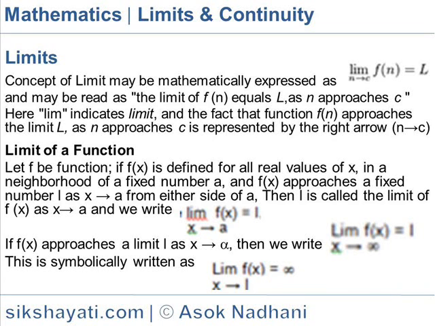If f(x) approaches a limit L as x approaches infinity, then we write limit f(x) as x approaching infinity is equal to L. In some cases, it may so happen that as x approaches a value, the value of function f(x) may become larger and larger without any limit. So this is symbolically written as f(x) is equal to infinity as x approaches a.